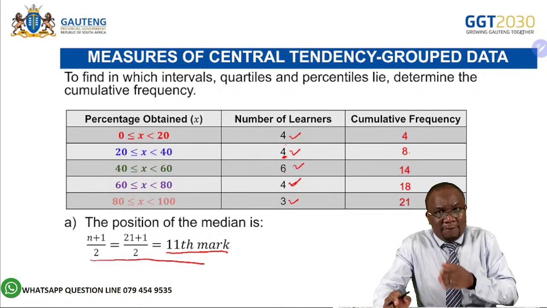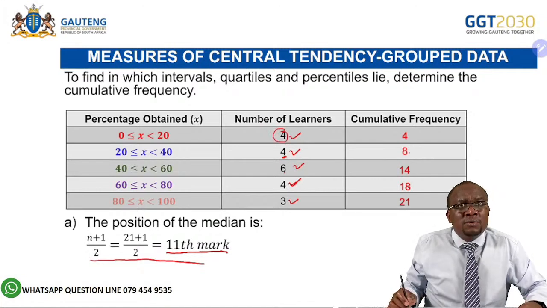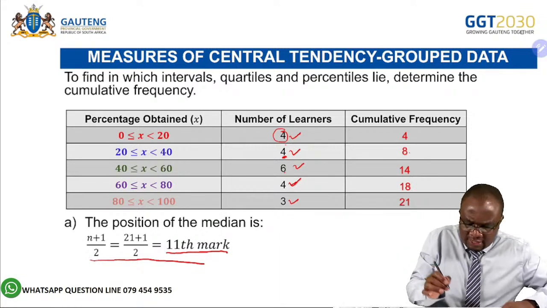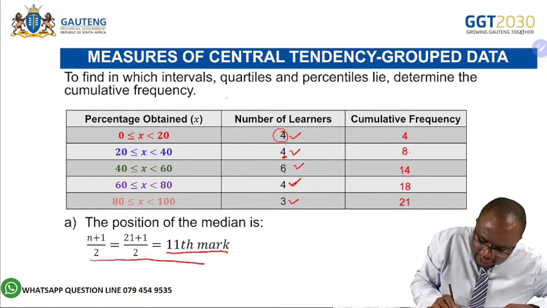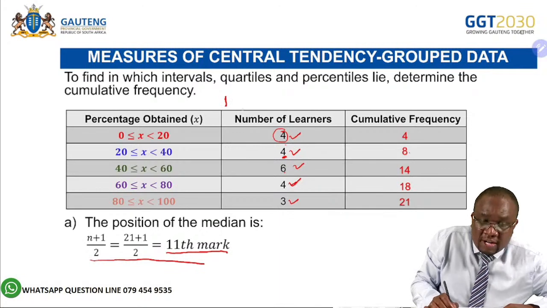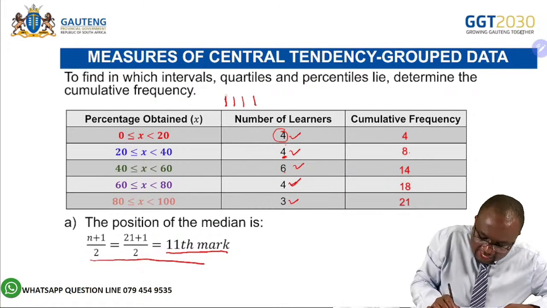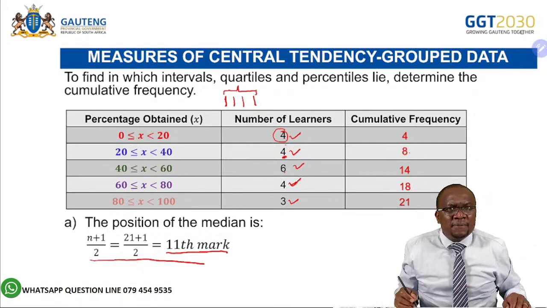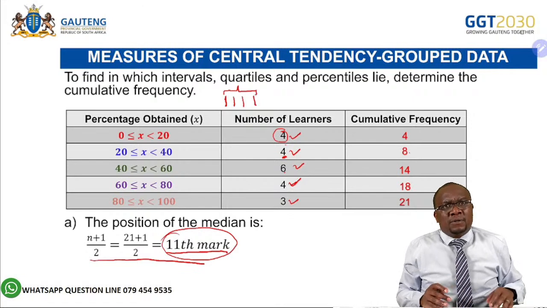Okay? If we are going to arrange these marks, we're going to start with these 4 learners that got between 0 and 20. Let's say in the first class, from 0 to 20, there are 4 learners. I will just make a tally of things. Okay? Right. So there are 4 learners. This is the first lowest mark, second lowest, third, fourth. These 4 learners are in the first class, 0 to 20. We have arranged those 4 learners. We are saying our median is where? It's the 11th mark. Okay?